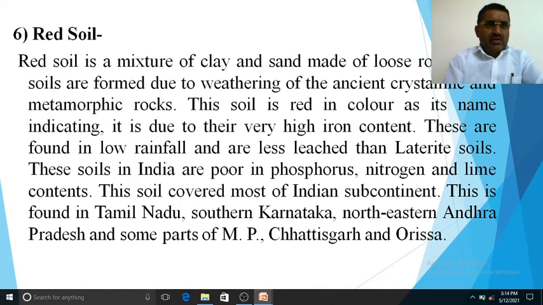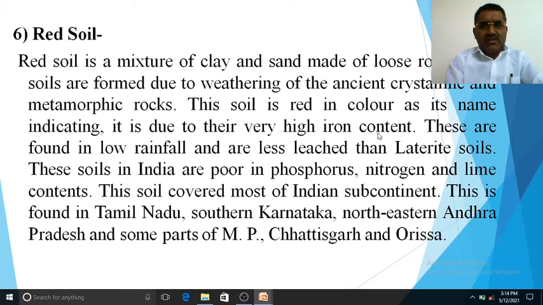Next is red soil. Red soil is a mixture of clay and sand. Silt is much less in red soil, and it is made of loose rocks. Red soils are formed due to weathering of ancient crystalline and metamorphic rock. This soil is red in color, as its name indicates. It is due to the very high iron content.